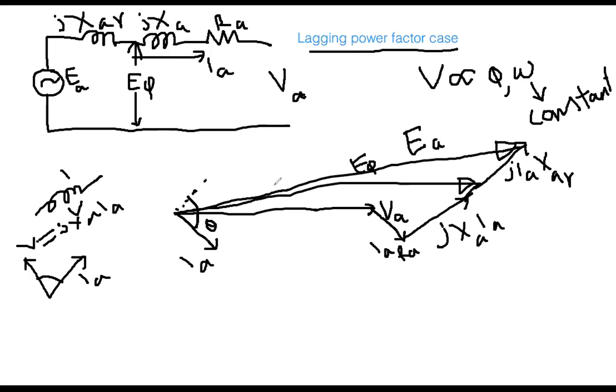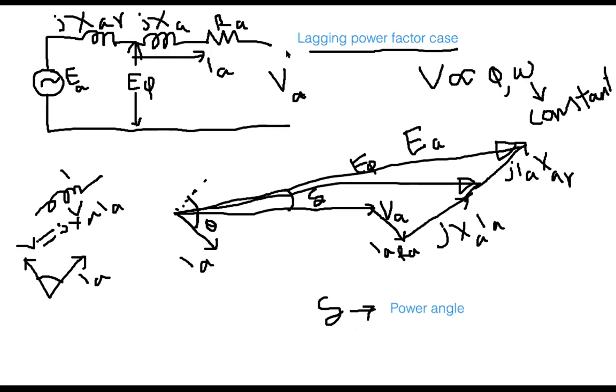And now I have an angle between EA and VA, you see, between EA and VA. That angle is called the delta, and that delta is called the power angle or the torque angle. That delta is the power angle that we looked at in the previous problem. This means delta is actually the angle between EA and VA.